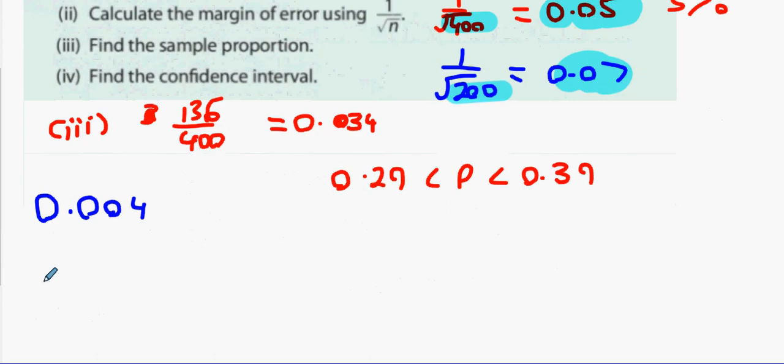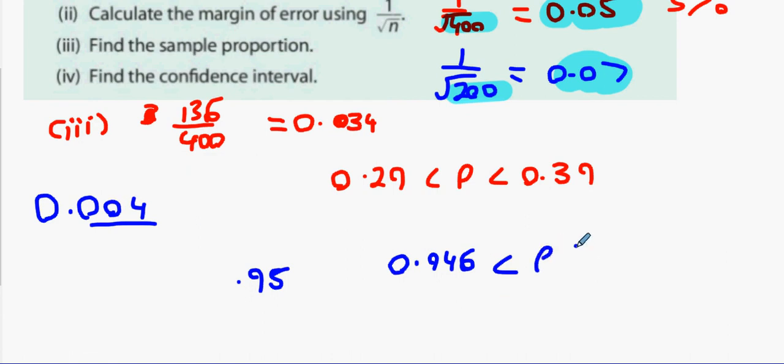95. They're claiming 95. So they're claiming 0.95. But because they tested on 60,000 people, you get what I'm saying? You know what that turns into? It turns into 0.946 at the low end, because when you add on 0.004, it turns into 0.95.